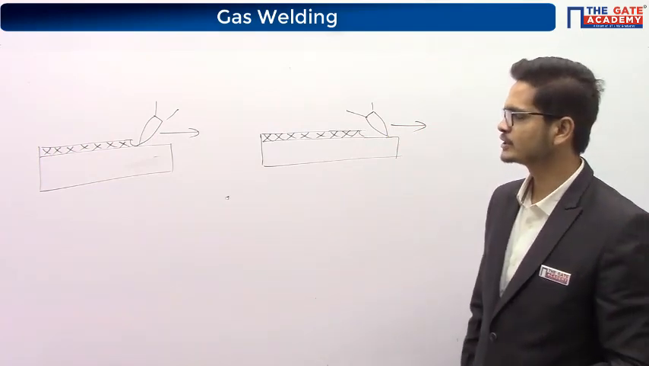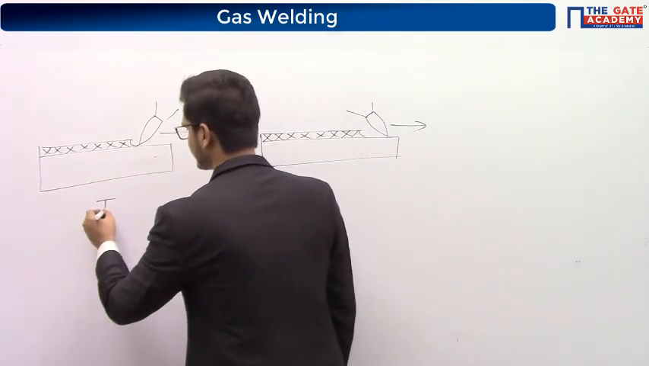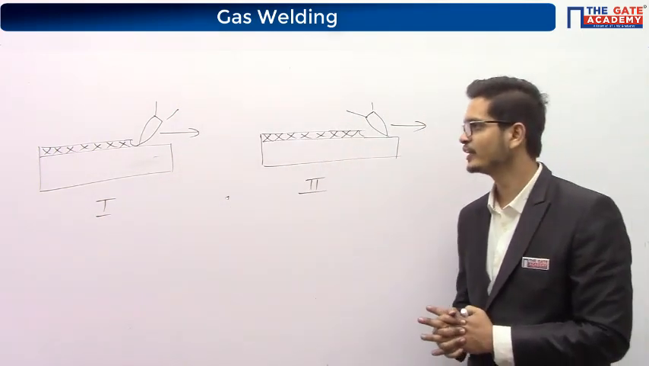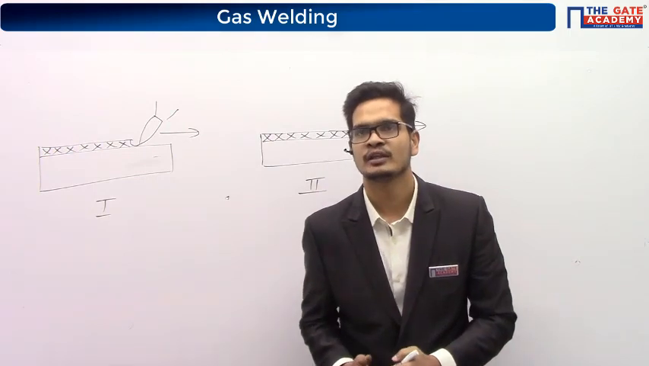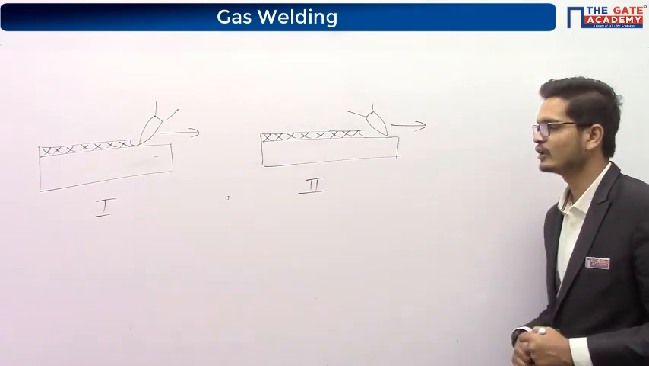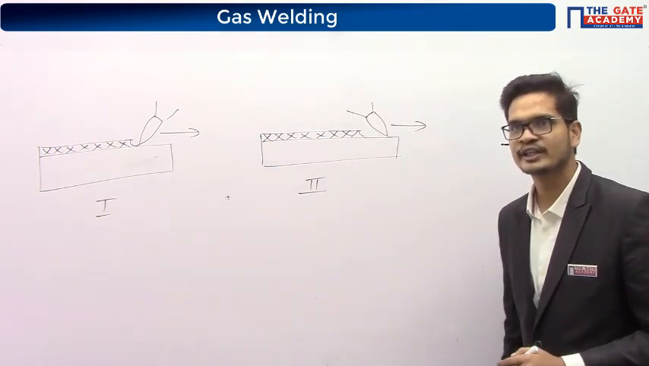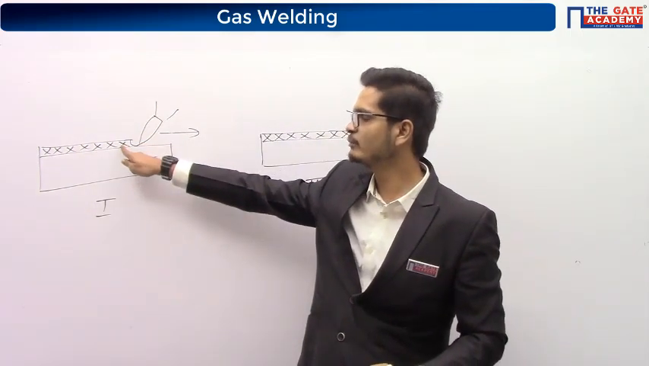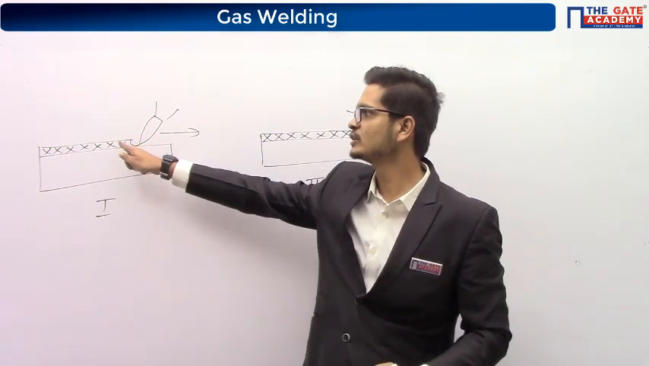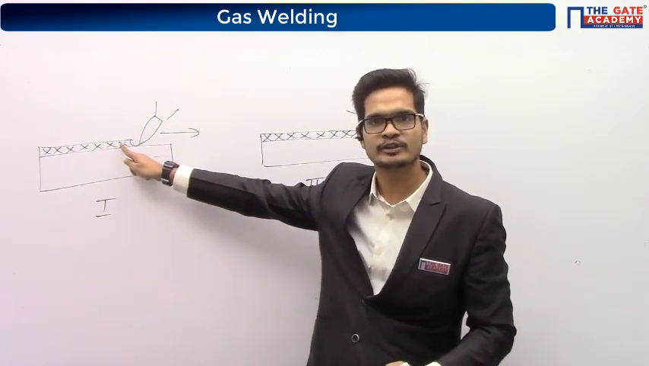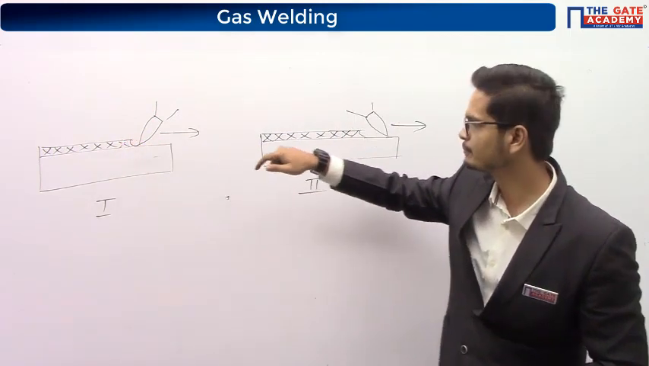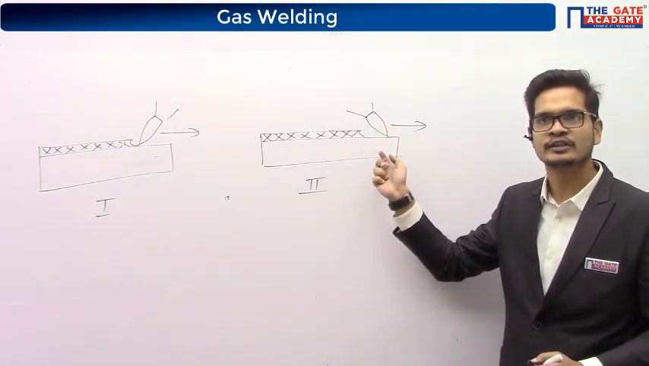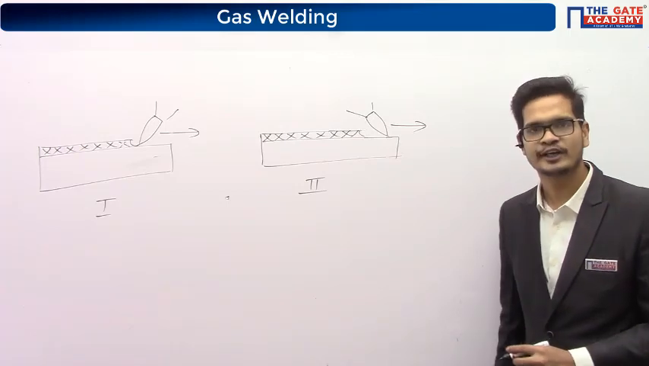Do you know the names? First of all, do you know the difference between first and second? Can you see the difference? Left hand, right hand. Okay. Surya is saying high torch angle and less torch angle. That is one way of seeing. Other ways, you can see here the flame is focused towards the already welded portion, and here the flame is focused towards the non-welded portion.